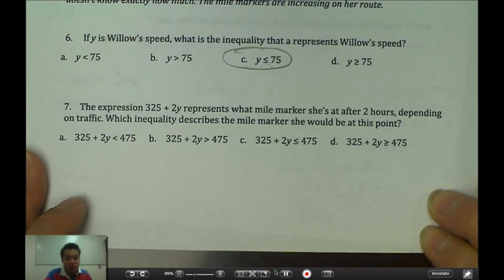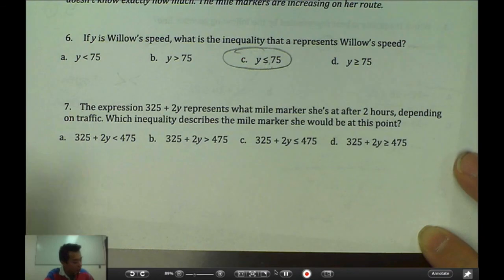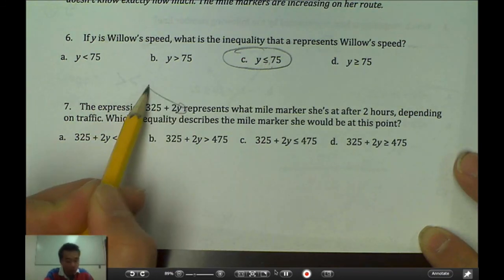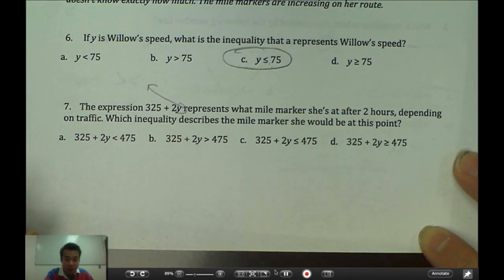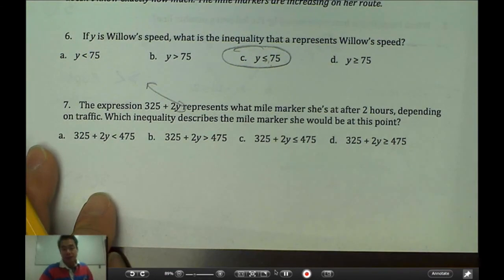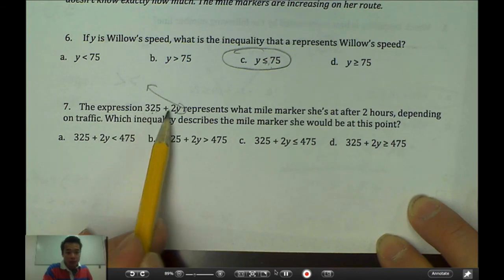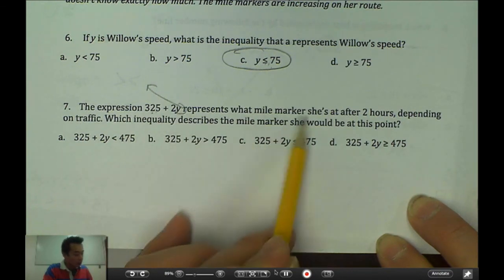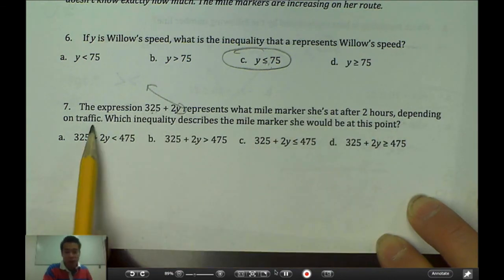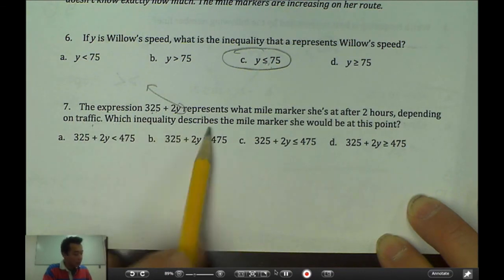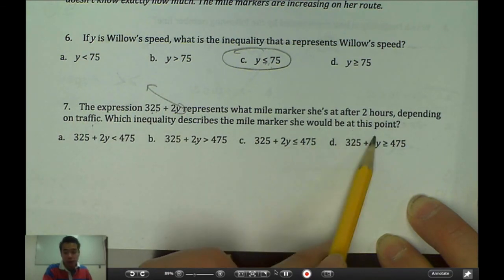Number 7, the expression 325 plus 2y. So I'm assuming this y deals with Willow's speed at 75 miles an hour. So if she drives 75 miles per hour, in 1 hour she goes 75. In 2 hours she goes 150 miles. So the expression 325 plus 2y represents what mile marker she'll be at after 2 hours, depending on traffic. Which inequality describes the mile marker she will be at at this point?